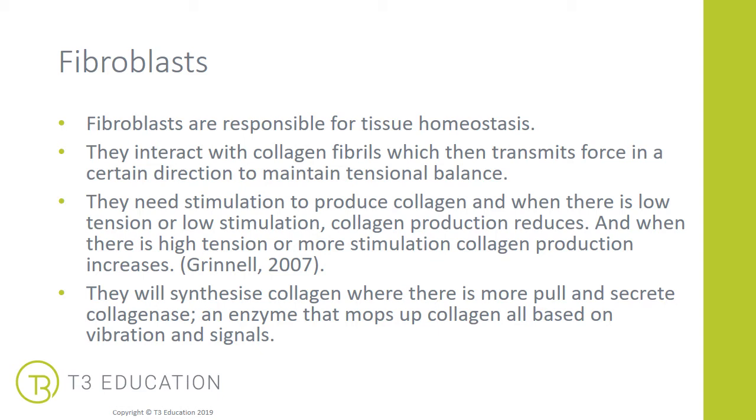So going back to that image of the 3 different types of collagen from the gastrocnemius and the soleus, and then looking at the soleus tissue of an immobilized tissue, you can see there's low stimulation, so there's less collagen being produced than when muscles and tissues are more active. So what fibroblasts do is they synthesize collagen where there is more pull and then secrete collagenase, which is the enzyme that mops up collagen where there's less pull. And it's all based on vibration and information based on the mechanical stress and tension.